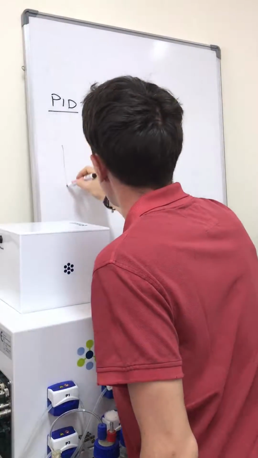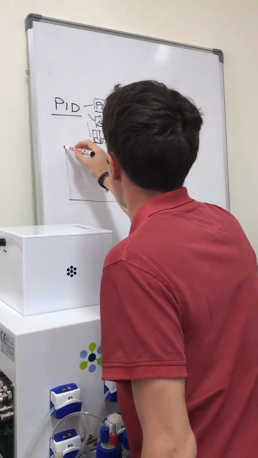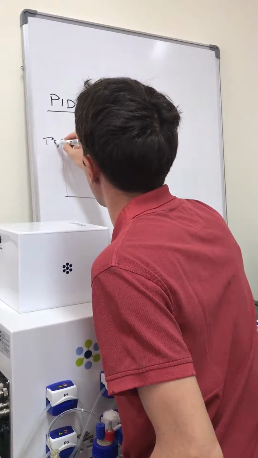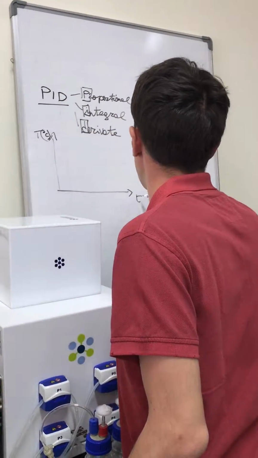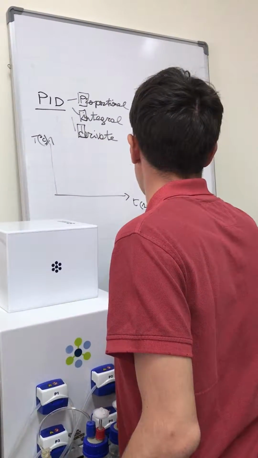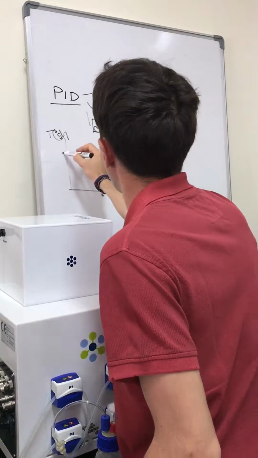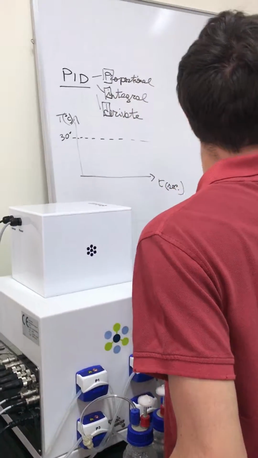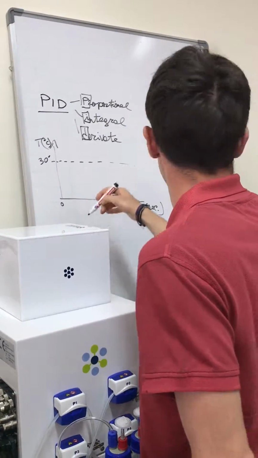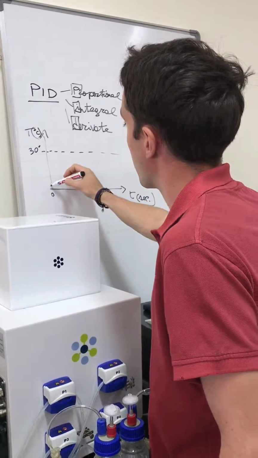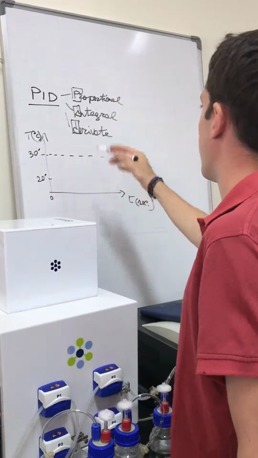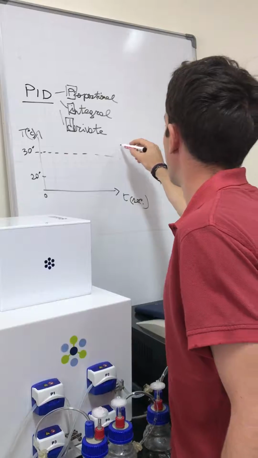The proportional. If you have, for example, the temperature and the time in seconds, okay, you want to reach this temperature, for example 30 degrees. Now at time 0, you are at 20, okay.